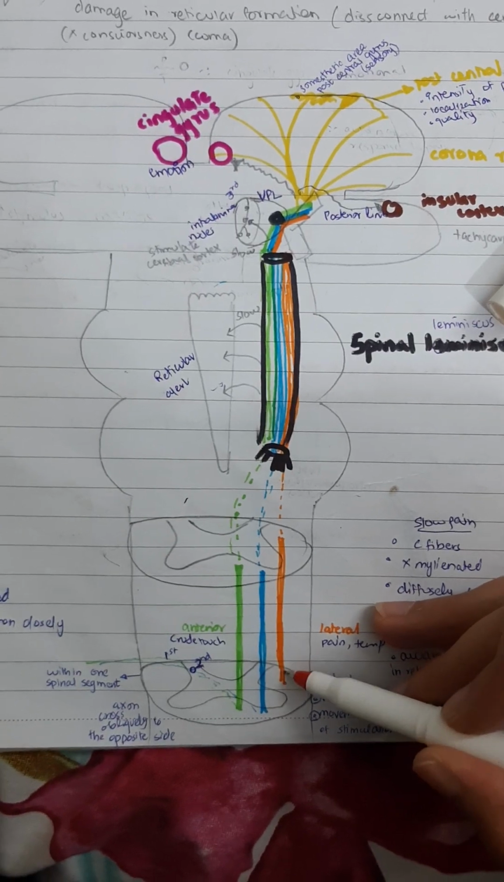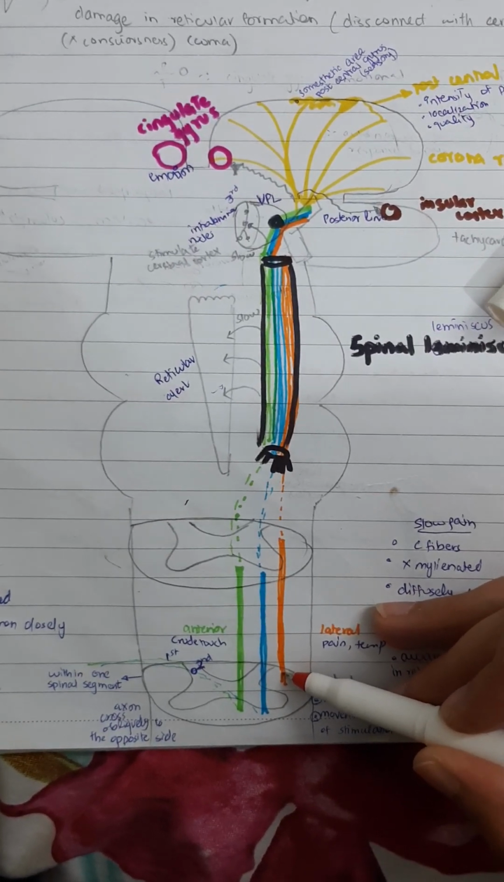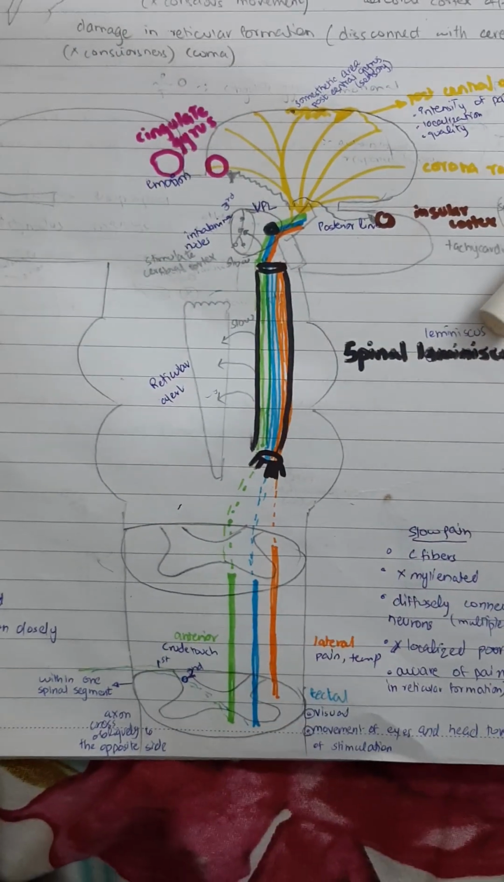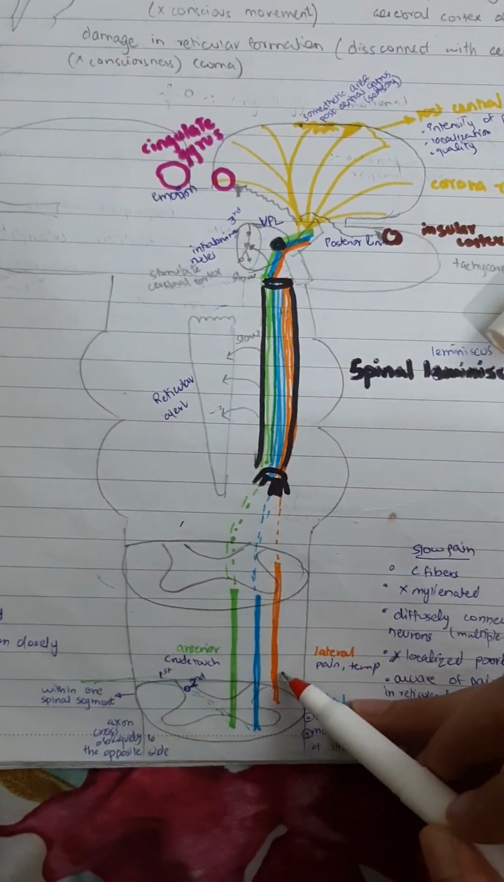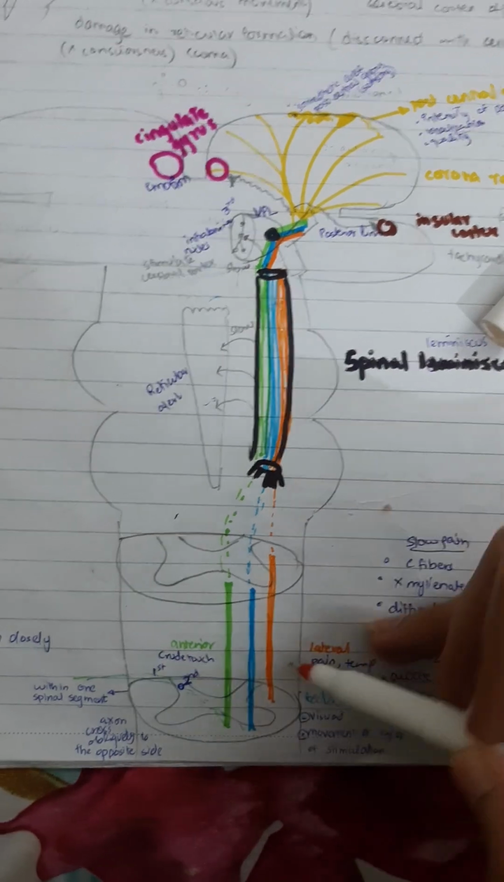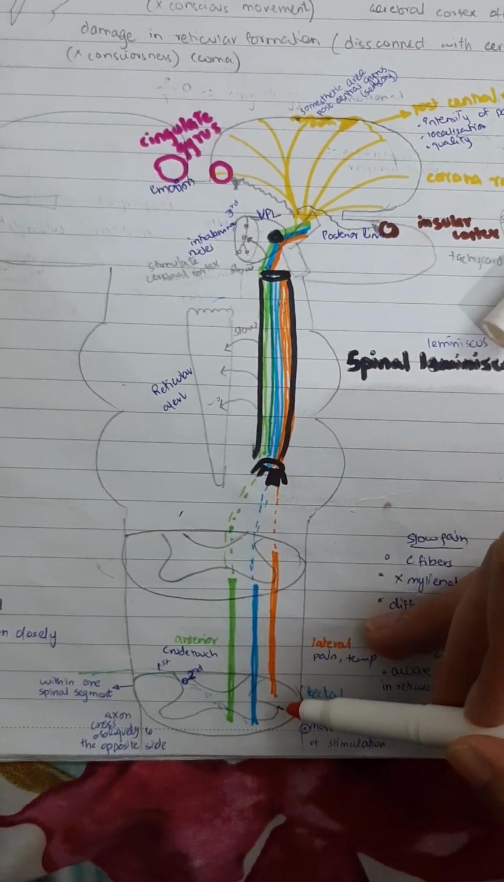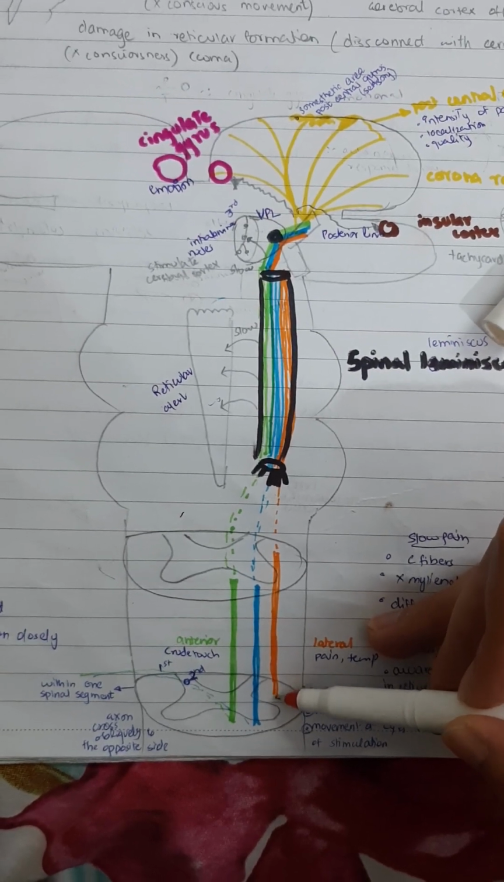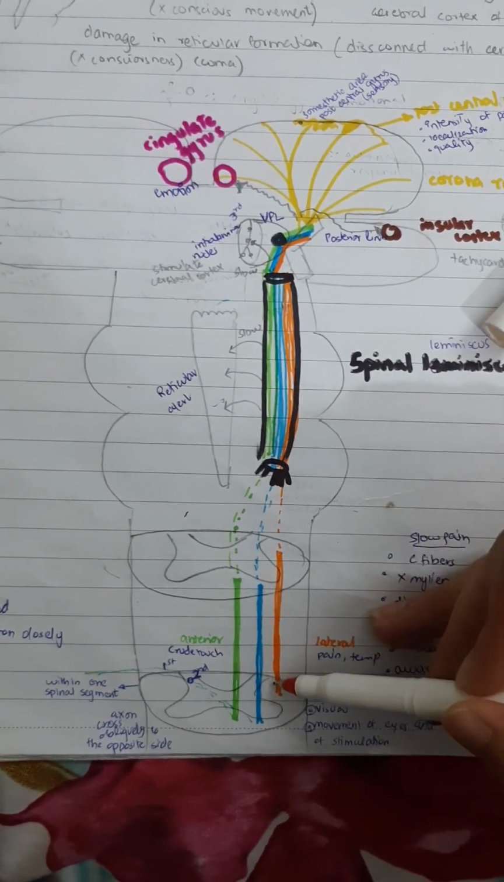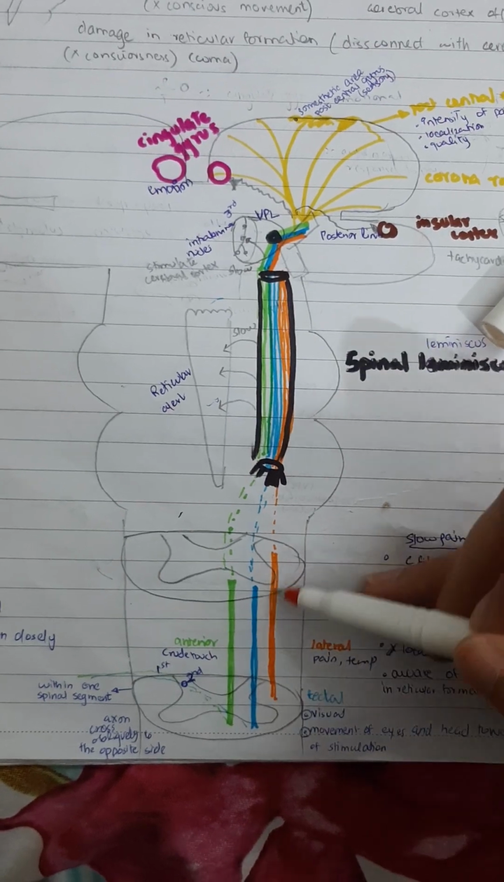Whereas talking about the orange one, which is the lateral spinothalamic pathway, these fibers are the ones which crossed over from the left side. They crossed over, they came here, the decussation takes place in the same spinal segment, and then they move towards the lateral part of your white matter. So this forms your lateral spinothalamic pathway.